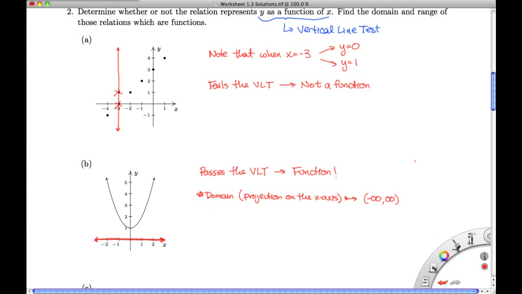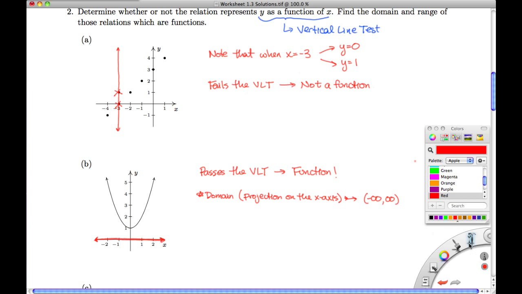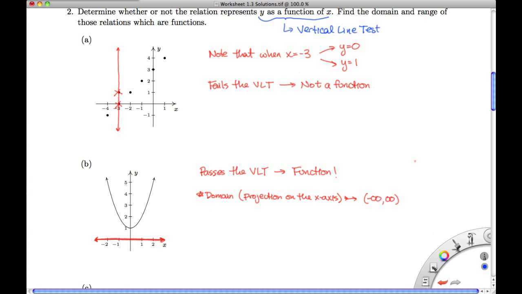Now we can do the same thing for range. Go ahead and switch over here just to make it a little more clear. For the range, before we talked about it as all of the y values, but if we wanted to think about it in terms of the graph, it's the projection of the graph on the y-axis. And that gives us all of the y values that this curve takes on.